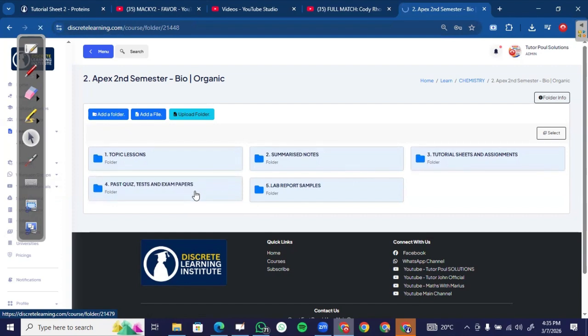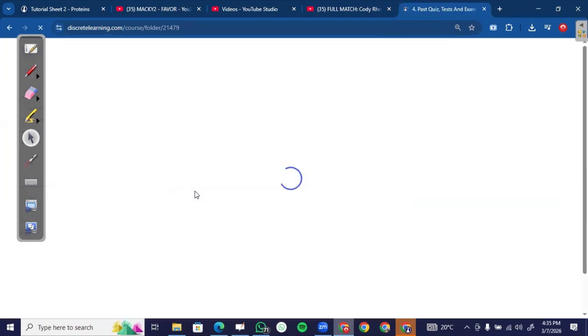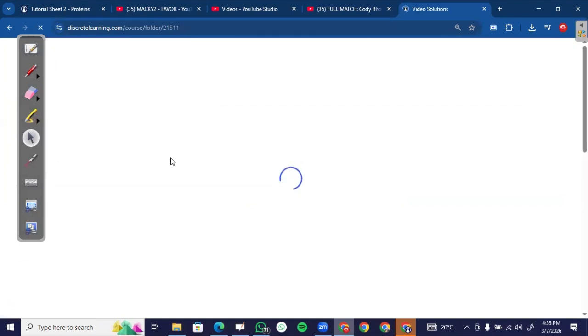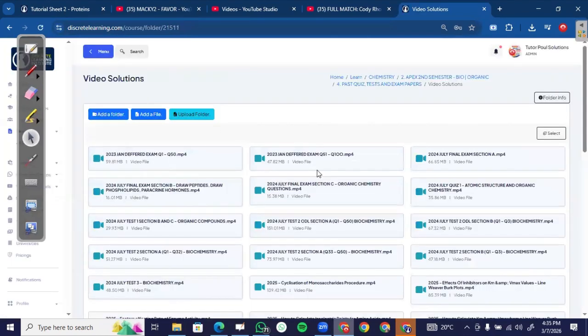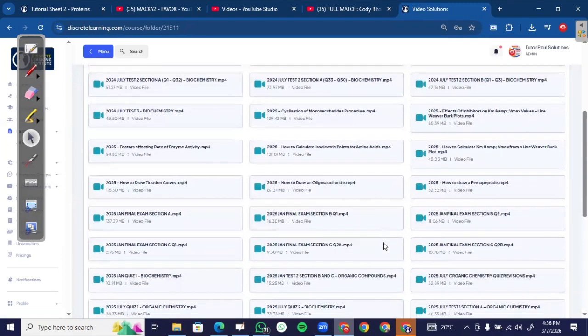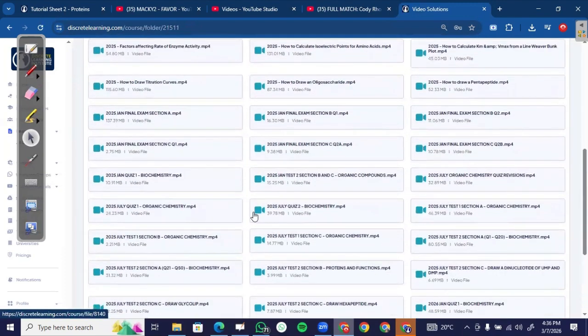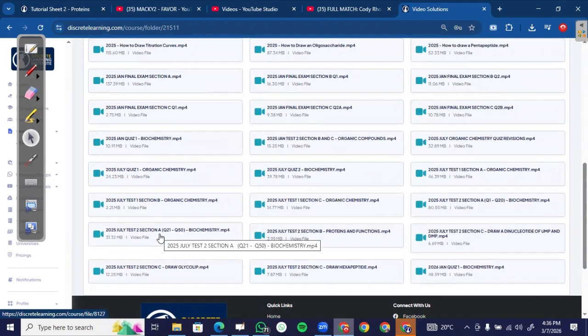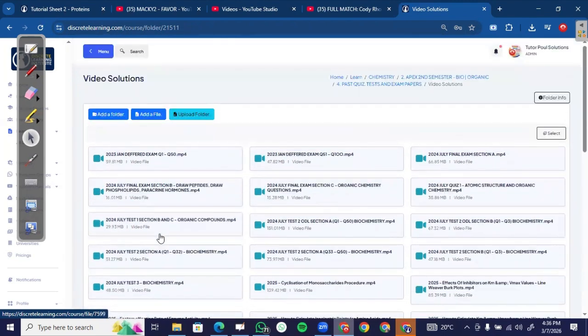For example, if I go in the past paper folder, you see that there are going to be a lot of past papers with video solutions, and you can use them to prepare for your assessments. You can see here there are some final exam papers, some test papers, some quizzes, and all these videos are available to just make it simple for you to pass. So 2026 quiz 1 biochemistry was already solved. It is there, and all the other years, and more videos will be uploaded here just to support you guys.